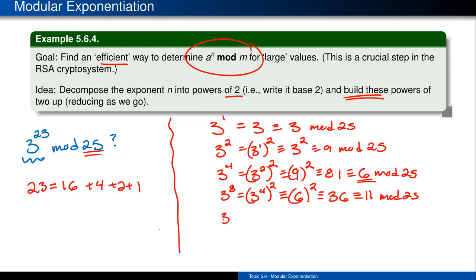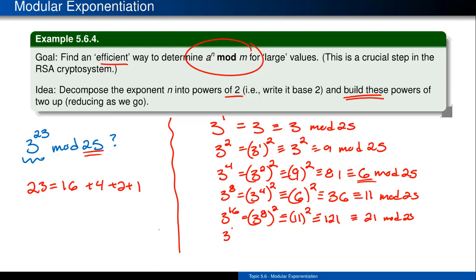Okay, so let's keep on going. I'm going to have 3 to the 16th, which is going to be 3 to the 8th squared. So 3 to the 8th is that previous step, which is an 11, and you're going to square that thing, which we know is going to kick out a 121. And if I reduce 121, it's going to turn into a 21 mod 25. I'm going to keep on going. I actually wouldn't have to go any higher, but I'm going to try to show a few more examples, so I'm going to go a little bit farther.